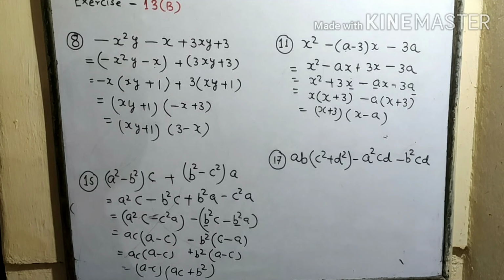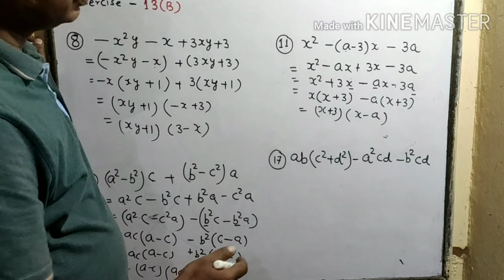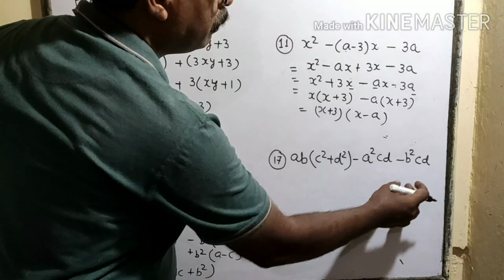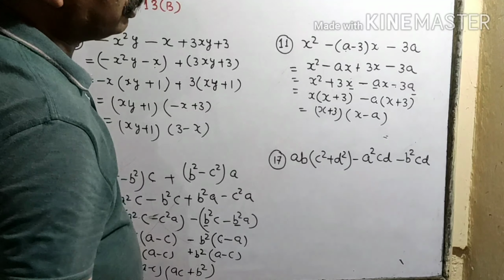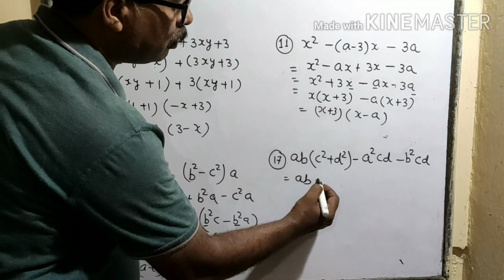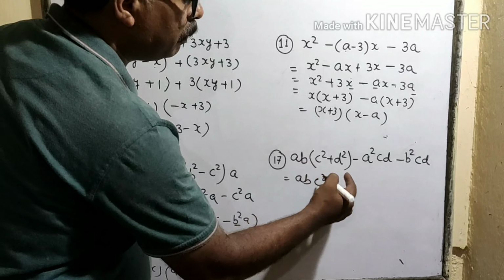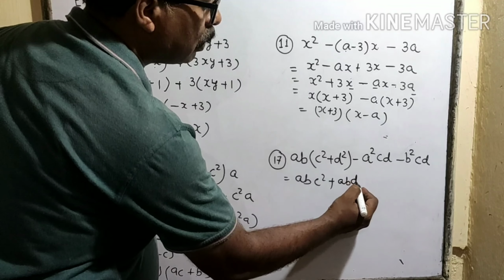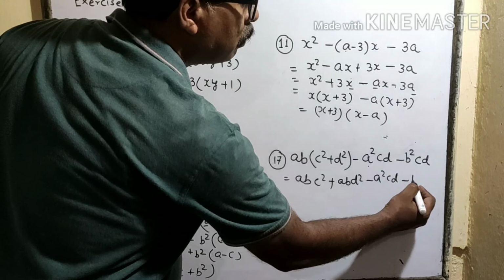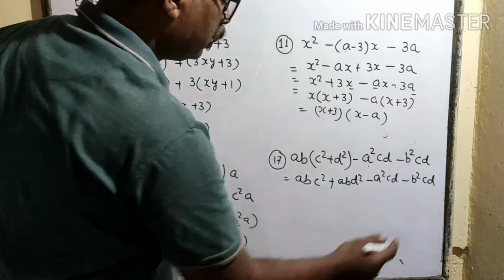Now we are coming to question number 17. This is ab c plus d square, and between here we will take cd as common. So nothing will come out. So what we will do? First we will expand it. ab into c square, ab into d square, minus a square into cd, minus b square into cd.